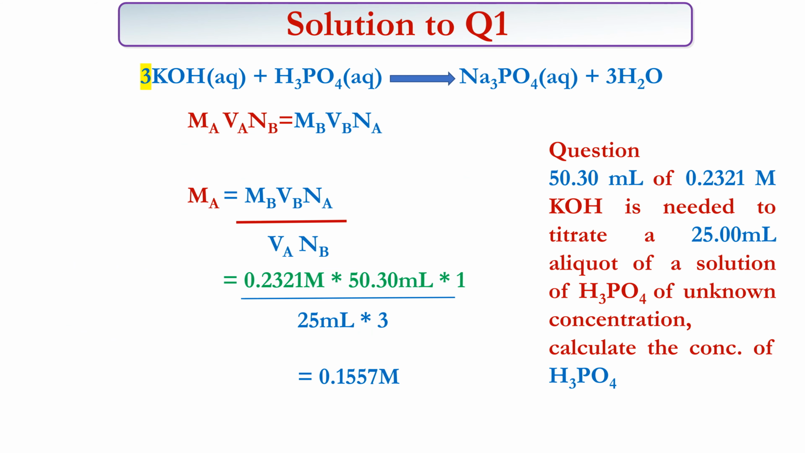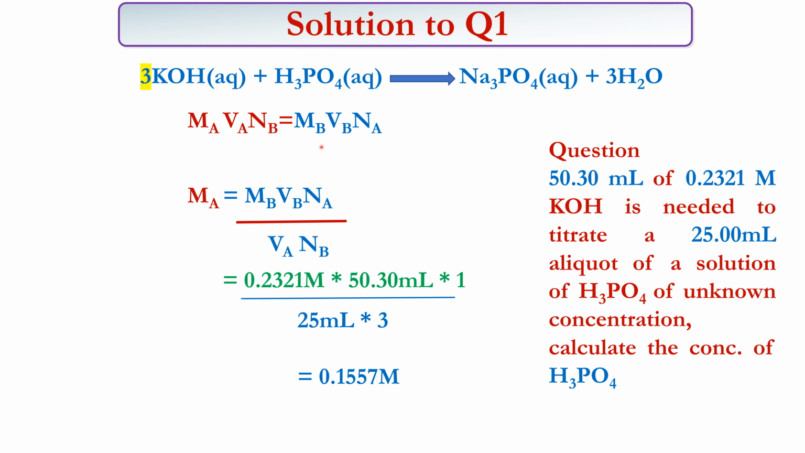So, to answer this question, first of all, we write down the titration formula, which is MaVaNb is equal to MbVbNa. Ma is the molarity of the acid, Va is volume of the acid, Nb is number of moles of the base, and you get this from the balanced chemical equation. So Nb is number of moles of base. The base is potassium hydroxide, so Nb is 3.